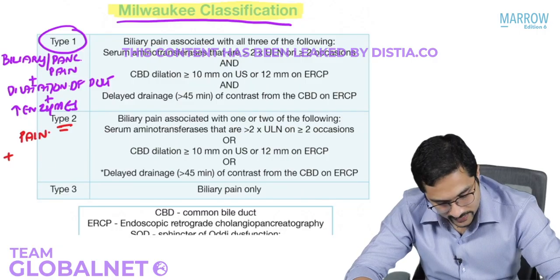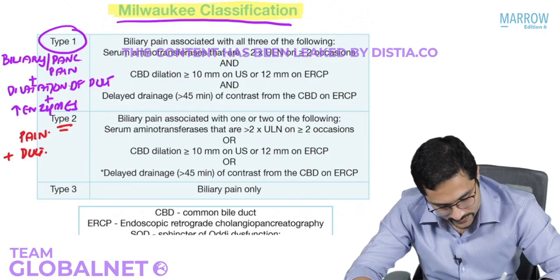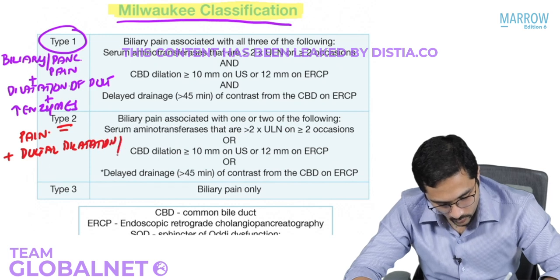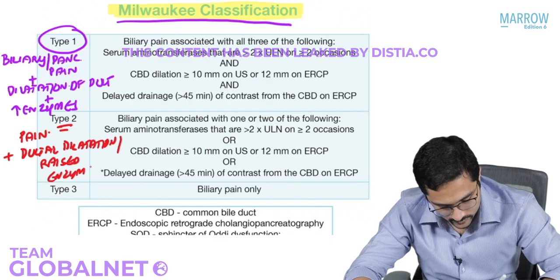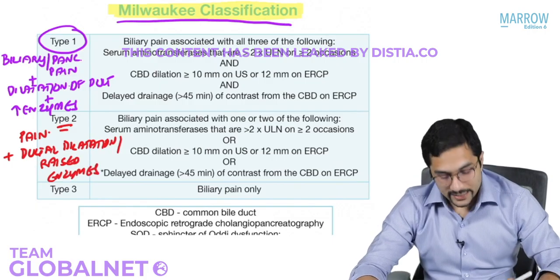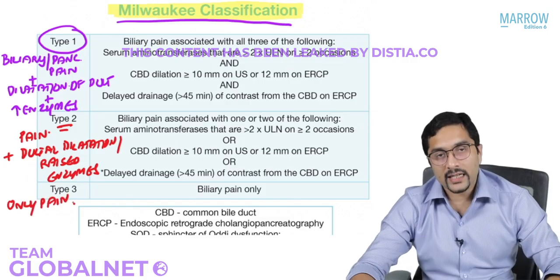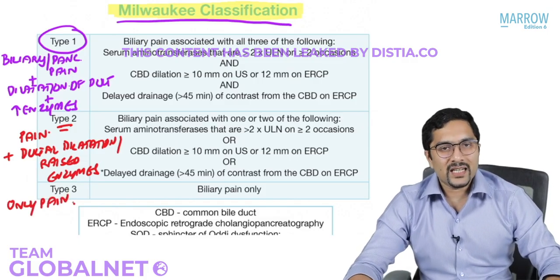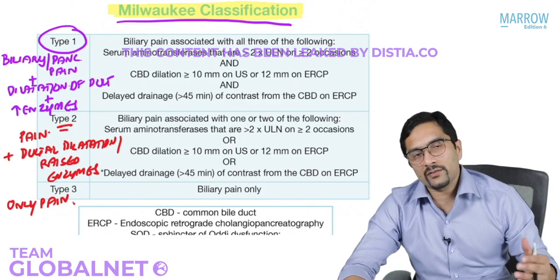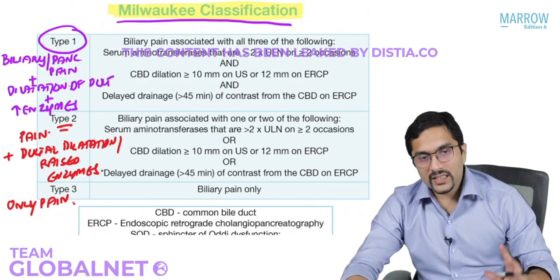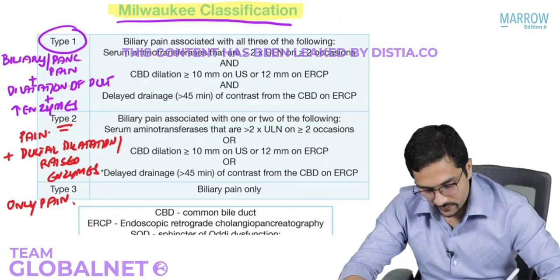Type 2 is when there is pain, plus either there is ductal dilatation or raised enzymes. Either there is ductal dilatation or there are raised enzymes. And type 3 is only pain, when there is neither ductal dilatation nor is there any raised enzyme levels which are seen in the reports. So these are the 3 types of sphincter of Oddi dysfunction.